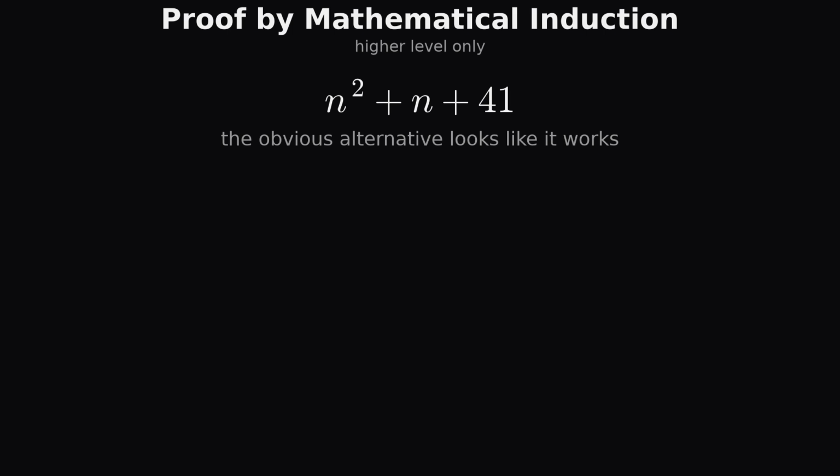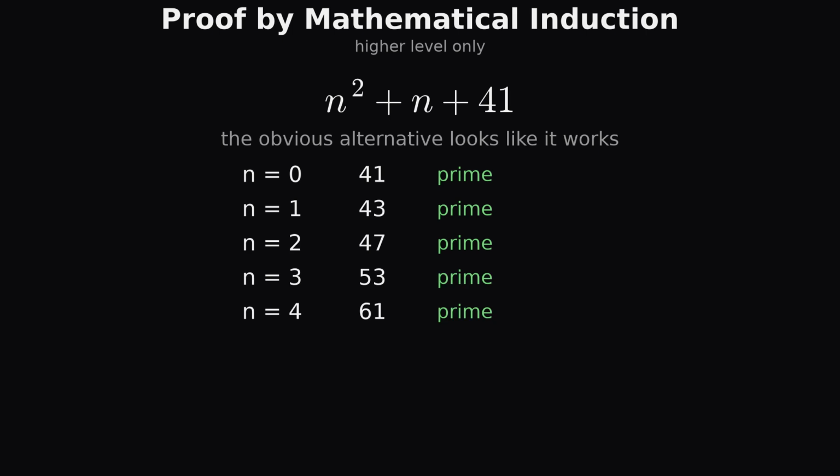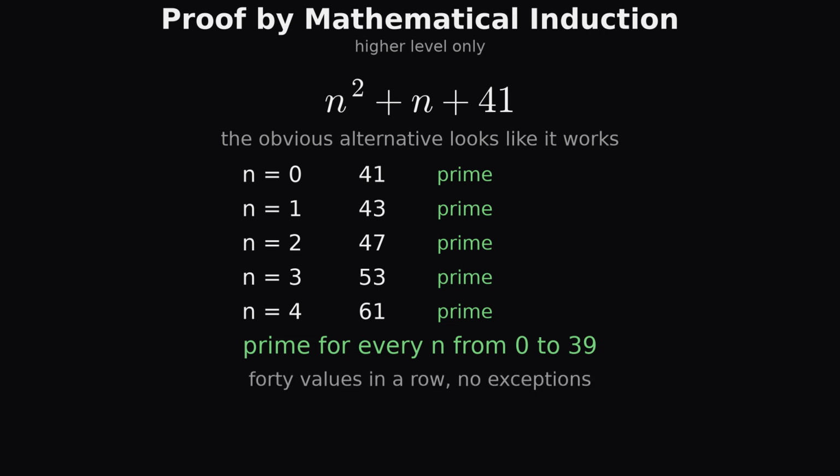Here's a formula: n squared plus n plus 41. Put in 0, you get 41, prime. Put in 1, 43, prime. 2 gives 47, prime. And it keeps going. 3 gives 53. 4 gives 61. It is prime for n equals 0, all the way up to 39. 40 values in a row, no exceptions. At that point, you would be forgiven for calling it proved.